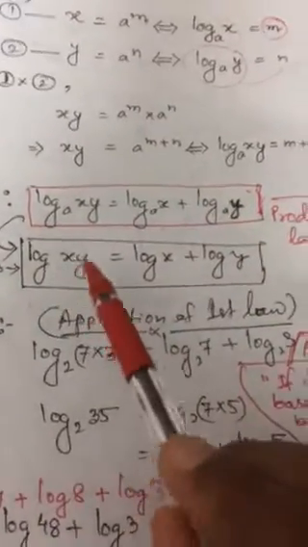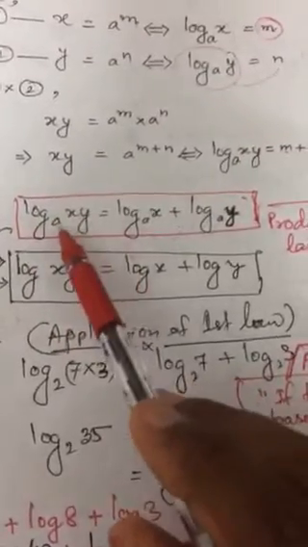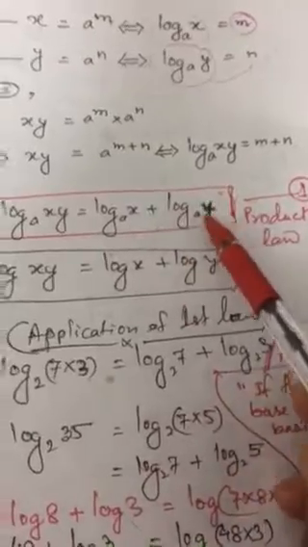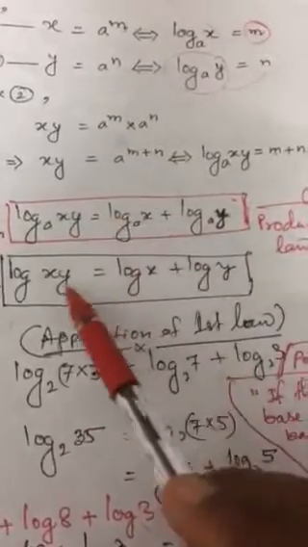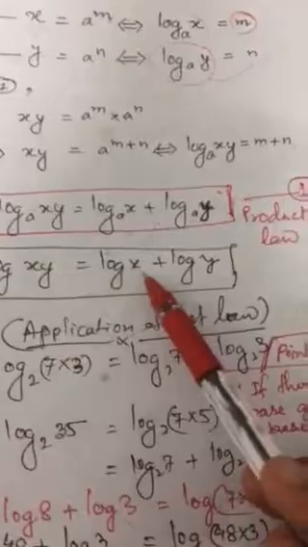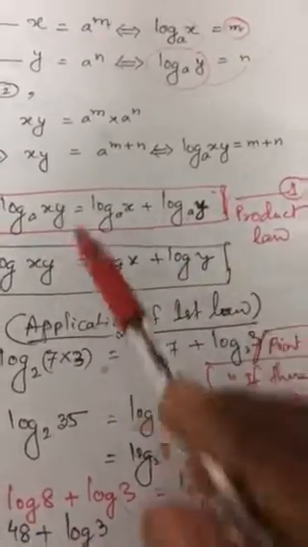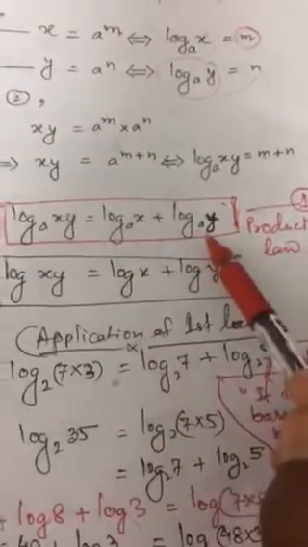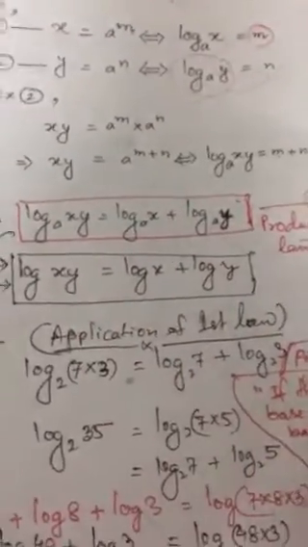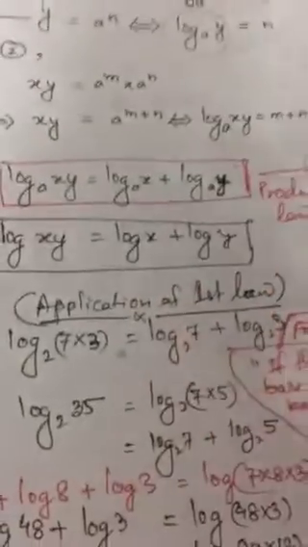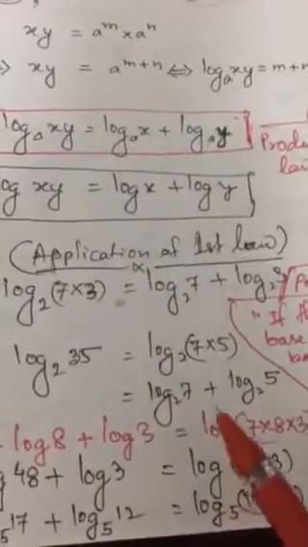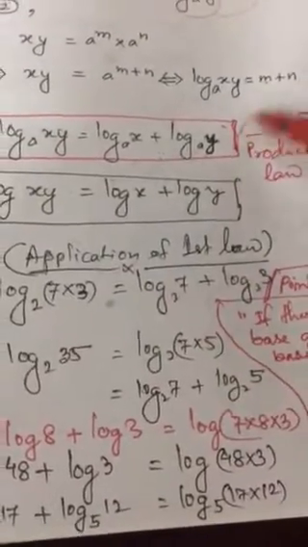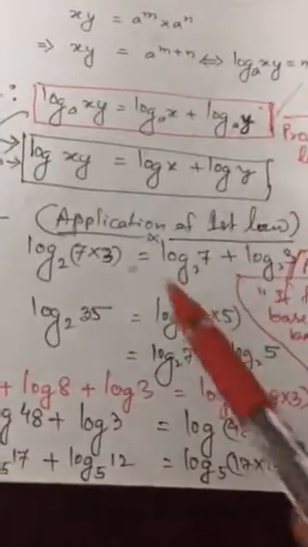So log xy to the base a can be written as log x to the base a plus log y to the base a. This can be written in this way also, log xy equal to log x plus log y, if the bases are the same. If it is the same base, you don't have to write that base also, it's not compulsory. Now examples, application of the first law, how this law is used. I will just show you one application.